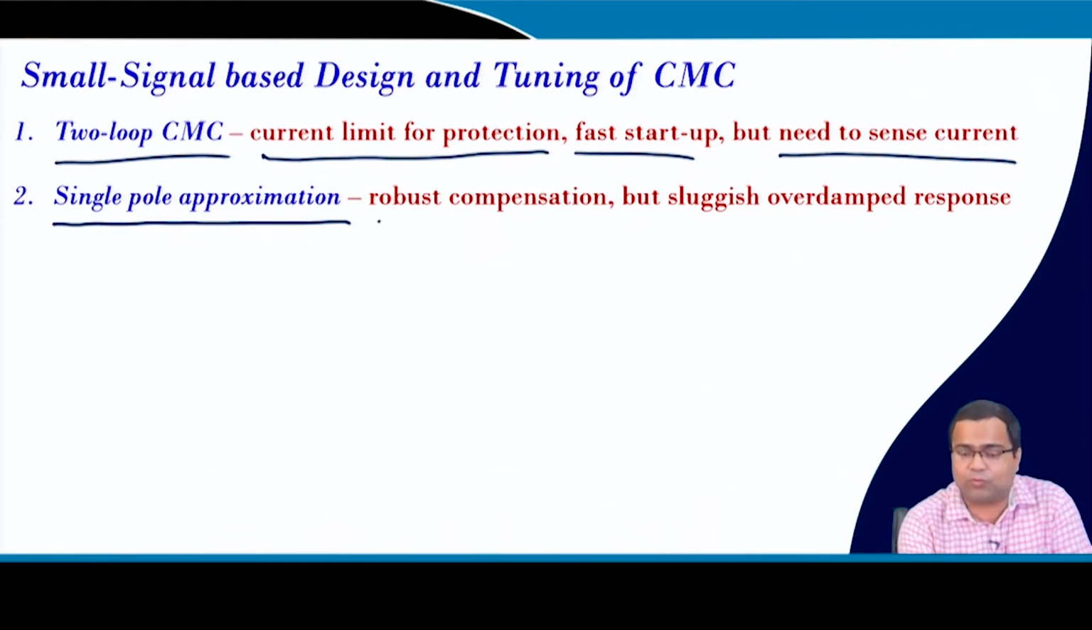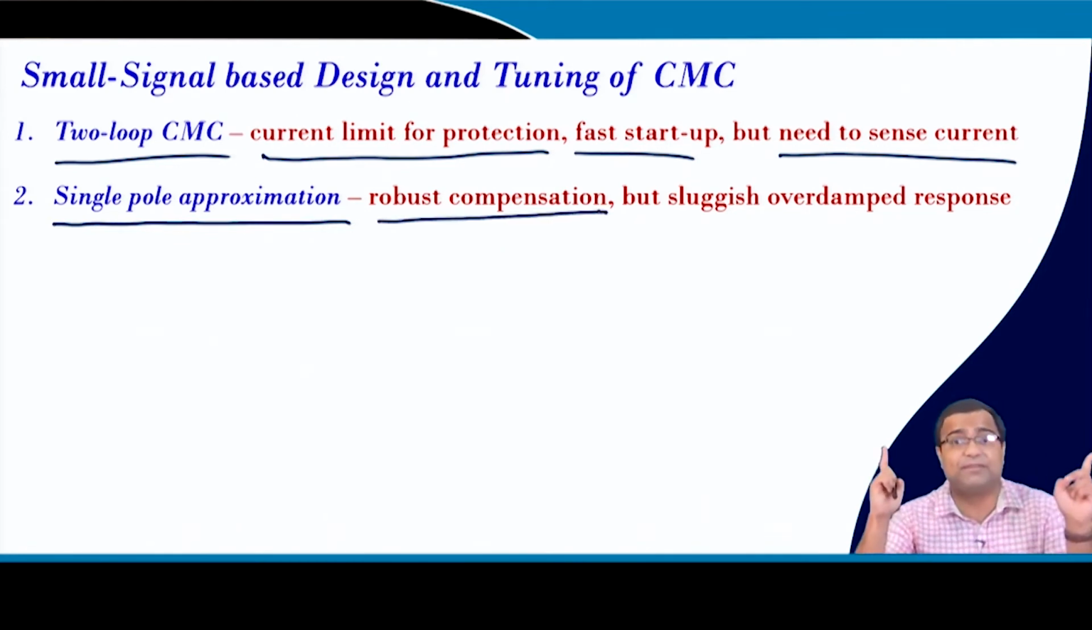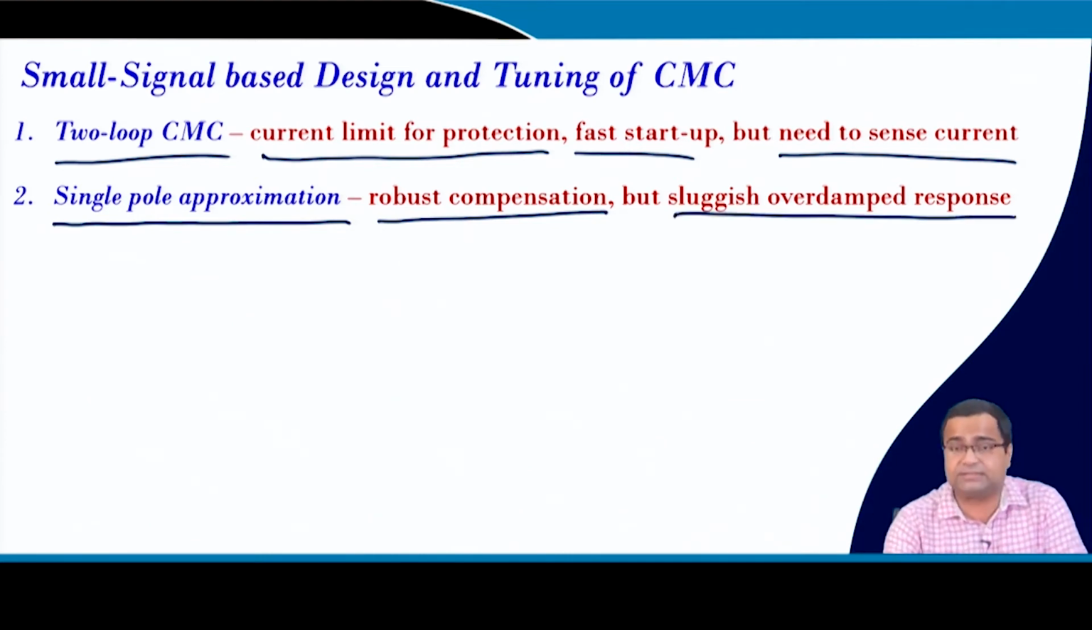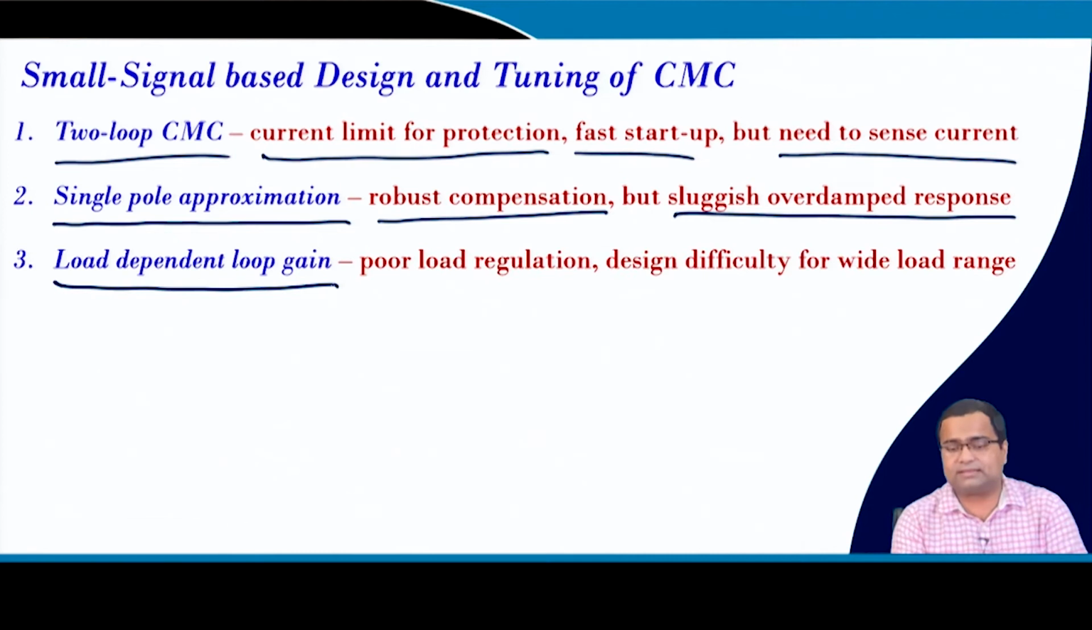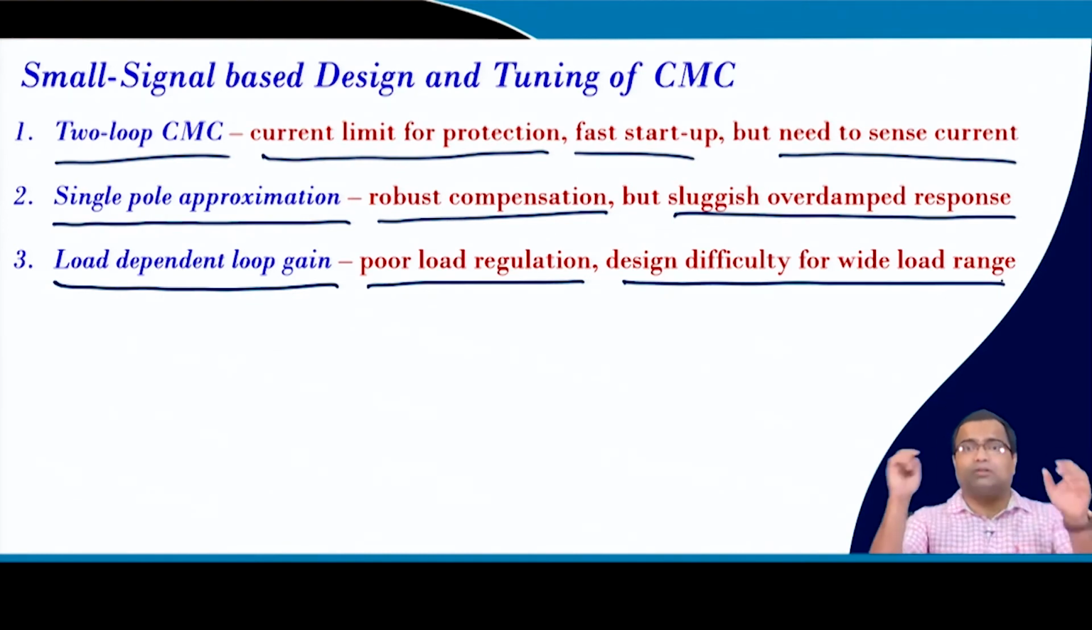So, you can go for robust compensation because there is no double pole effect, there is no Q peaking effect, but the response can be sluggish because of the overdamped. So, we need to properly design the compensator. The load dependent loop gain makes the current mode control poor in load regulation, and it is also very difficult to design for a wide load current range.